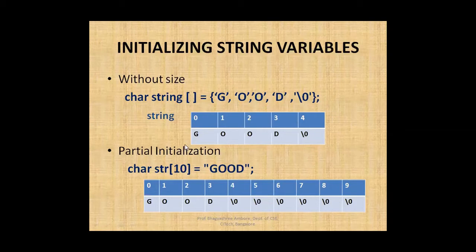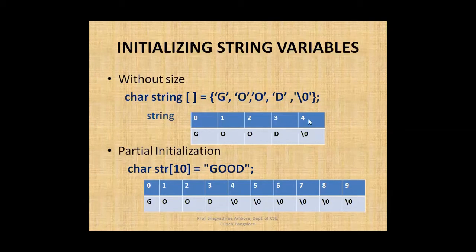Now we'll see partial initialization. What is the meaning of partial? We have said that there are 10 characters, but we have given only a part of it. Partial values we have given, and the rest we have left blank. We have not given anything. In that case, what will happen? The characters will be placed from the beginning. That is, str[0] will be filled with G, O, O, D, and the end will be marked with a null, and the rest will be filled either with null or a garbage value. Usually we consider everything will be filled with null. This is partial initialization.